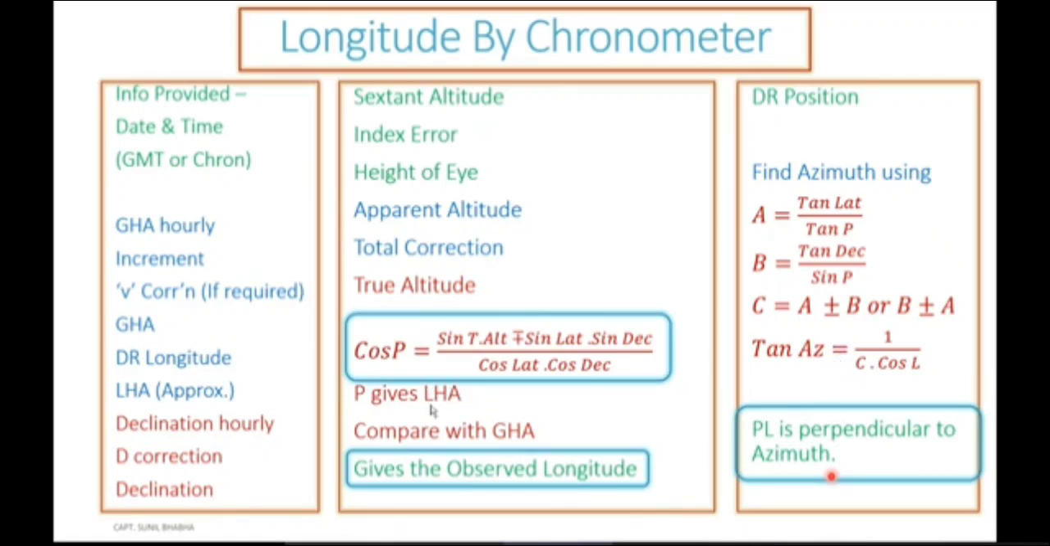If your LHA is less than 180, it will be named west. And if your LHA is greater than 180, it will be named east. Okay, sir. Thank you. Okay, it was the same thing which I did in azimuth also. In azimuth formula, same thing we discussed, that LHA less than 180 west, LHA more than 180 east. This is because LHA is a westerly measurement. It is a westerly R angle.